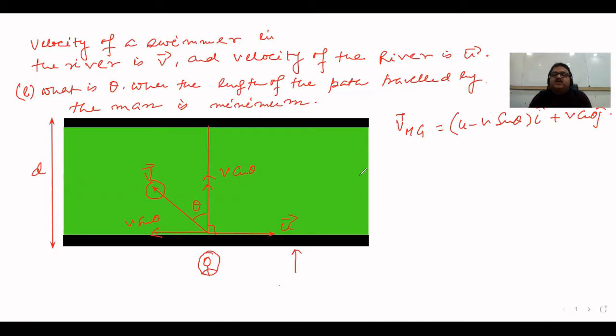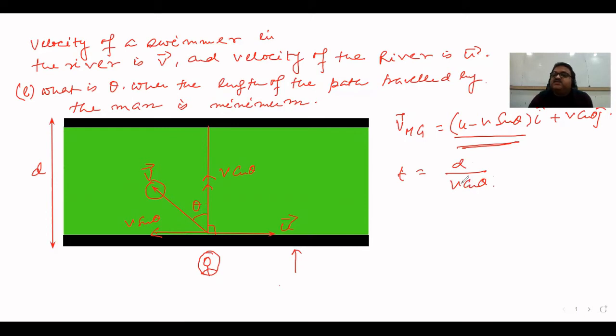Now remember, this part takes the man either along this direction or that direction. This is what we call drag or drift. Now, v cos theta is responsible for crossing the river. So if the man swims making an angle theta perpendicular to the direction of flow, the time taken by the man to cross the river would be d by v cos theta.